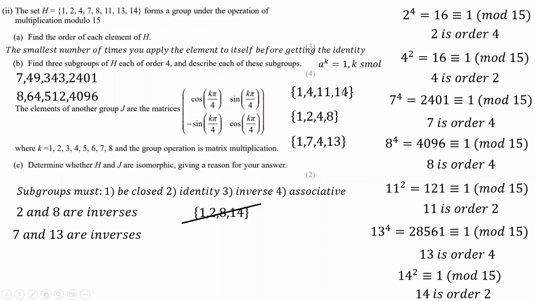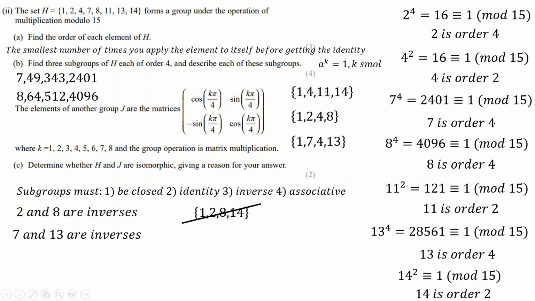Now, where did this one come from? Well, I noticed actually, you can just use all of the ones that have order 2, along with 1. So 4, 11, and 14. Because if they have order 2, that means that they're their own inverses. So this is its own inverse, this is its own inverse, this is its own inverse. So this is going to be closed, right? Well, actually, we should check that it's closed.